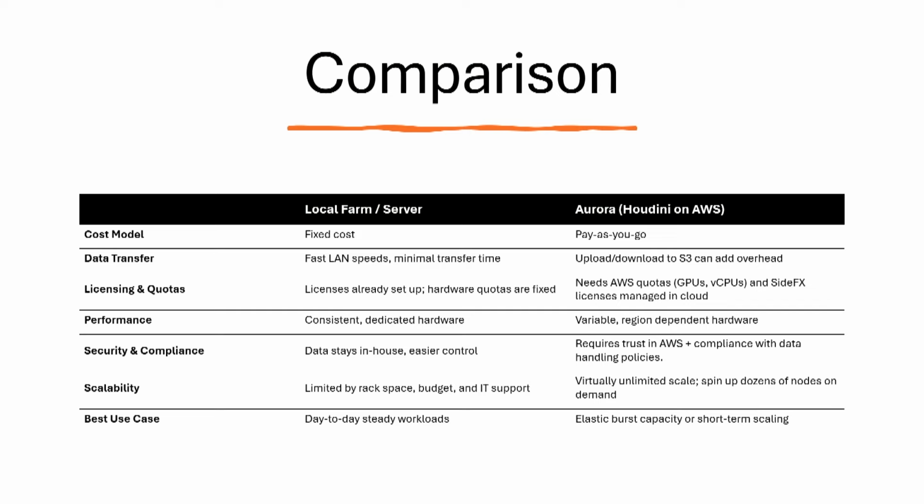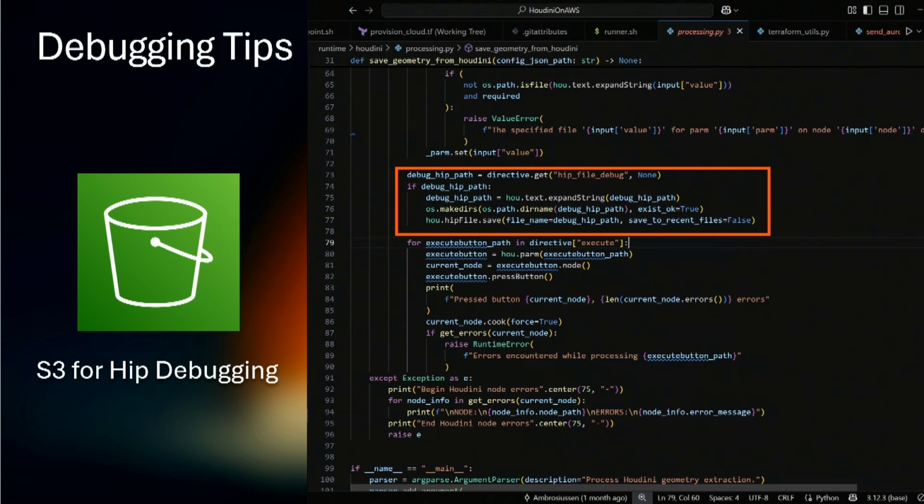So at the bottom, best use cases. Are you dealing with day-to-day steady workloads? Local farm or server makes more sense. If you are doing a lot of burst or short-term scaling or super large scale, cloud makes more sense. And again, in terms of cost, local is of course a fixed cost. You can calculate everything upfront, what it's going to cost. With AWS, again, it depends on your workload. So there's a bit more variation there.